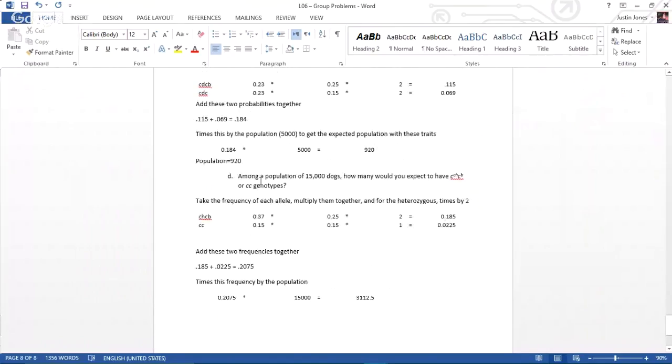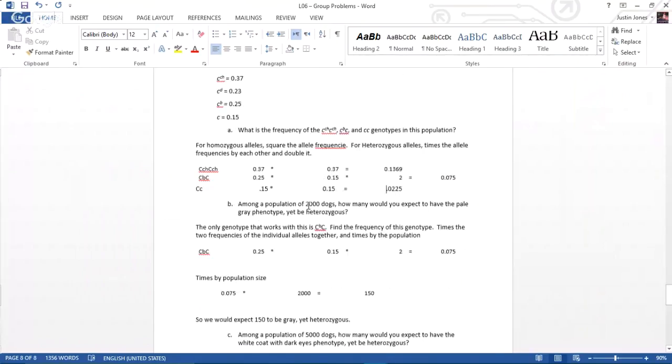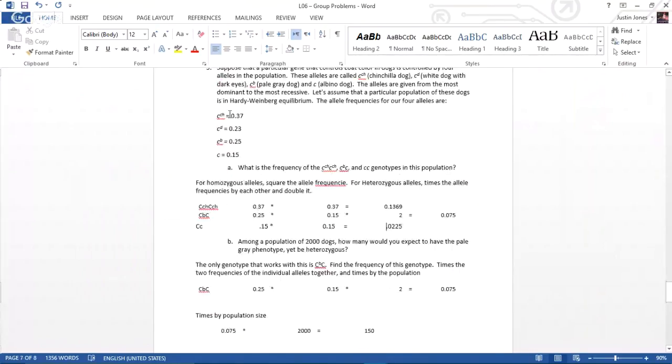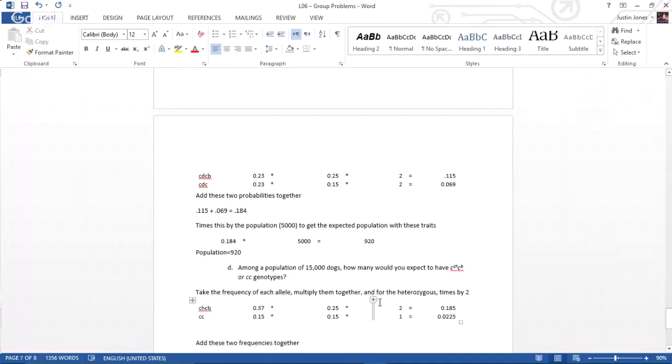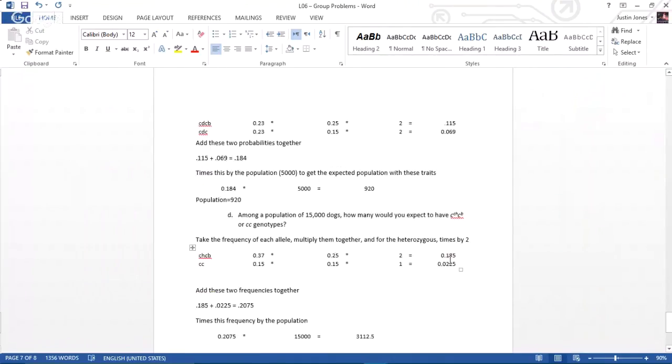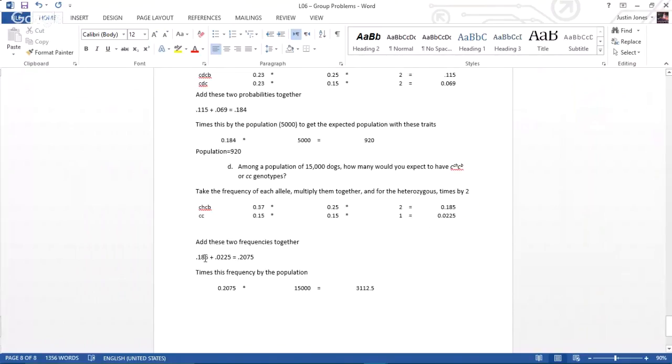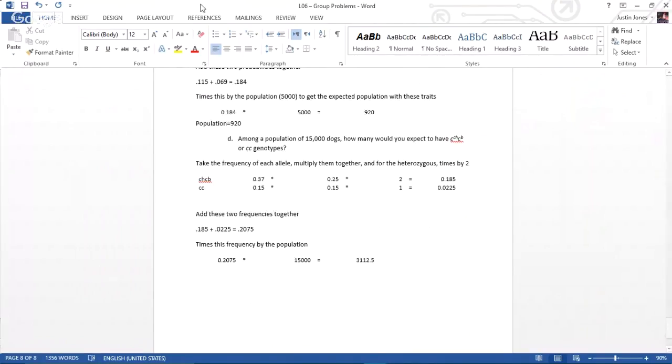Question D, among a population of 15,000, how many would you expect to have CH, B, or CC? This is really similar to what we had before. You just find out the respective frequencies and add them together. So CH, CB, so 0.37 times 0.25, times that by 2, or CC, which is 0.15, 0.15, and you are going to times it by 1. That's going to give you this. Add them together, and 0.2075 times the 15,000, and you get 3,112 and a half dogs on average.